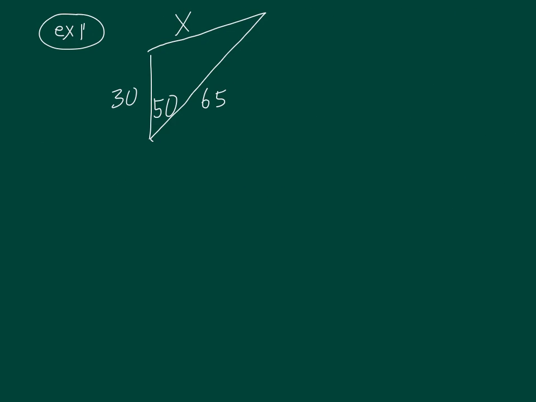Example number one. We're simply trying to find this missing side, which we're calling x. Again, this is not a right triangle. We know we have an angle of 50, and then we have two sides surrounding that angle of 50, so we call it an included angle. We have the 30 and the 65 surrounding it. Notice how we do not have opposites. The 50 is opposite the x, but we don't have an angle opposite the 30 or the 65. So that means we're not using our sine rule. Instead, we're using our cosine rule.